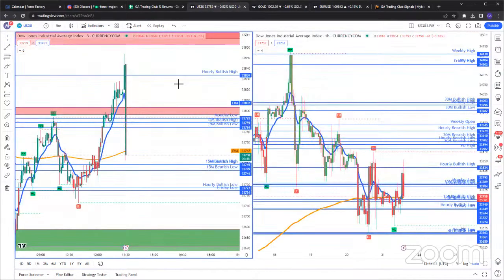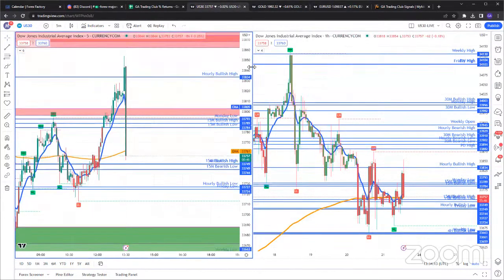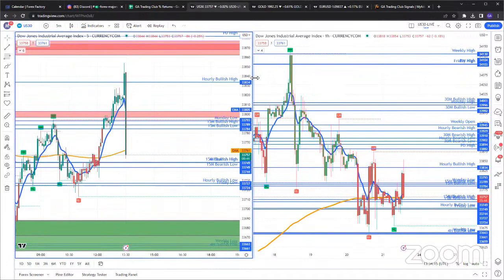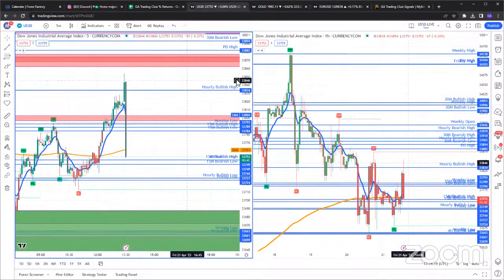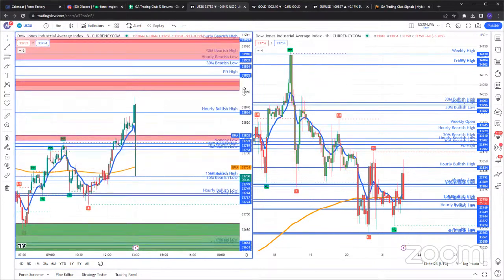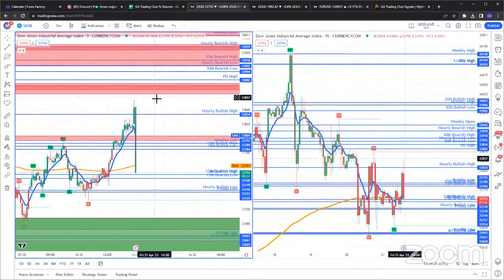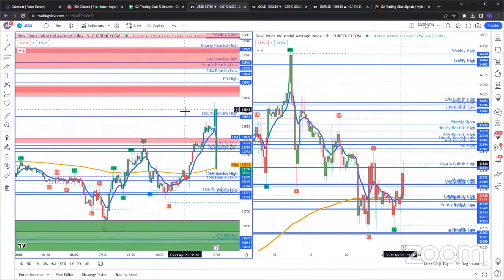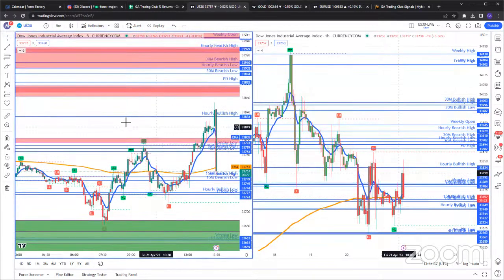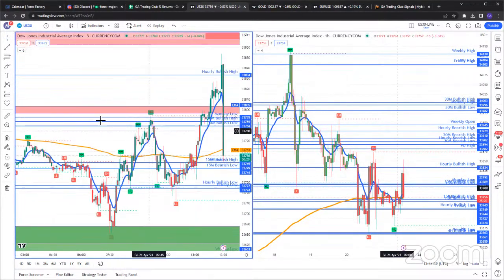So gold and US 30. Let's see what we can catch today. US 30 is dropping. We didn't catch any trade on US 30 yesterday, did we? Oh, no, we missed a trade on US 30. The thing with US 30 yesterday, it just spiked up without us.